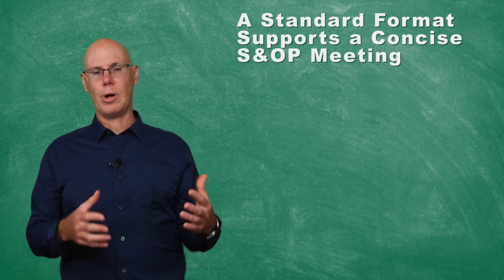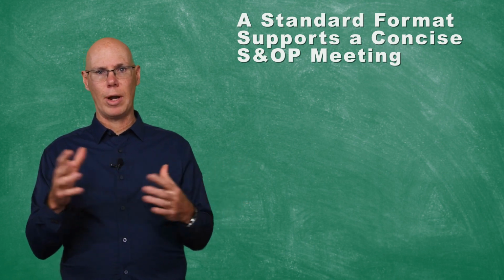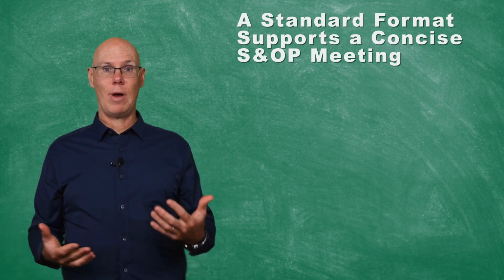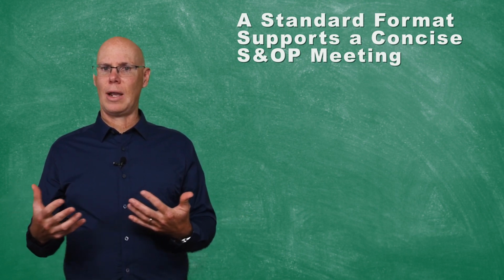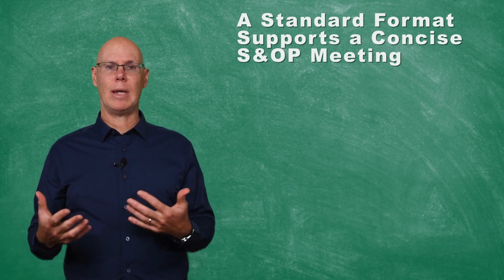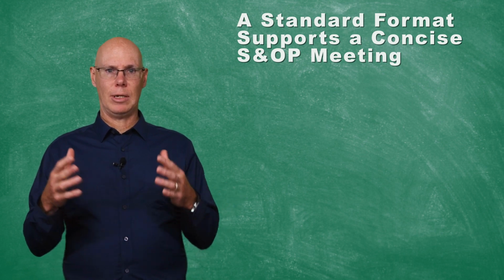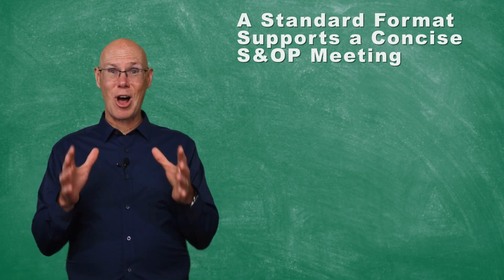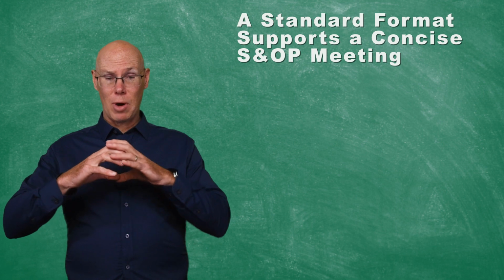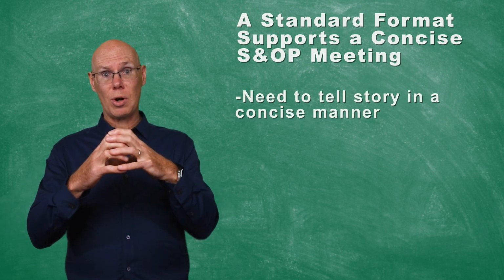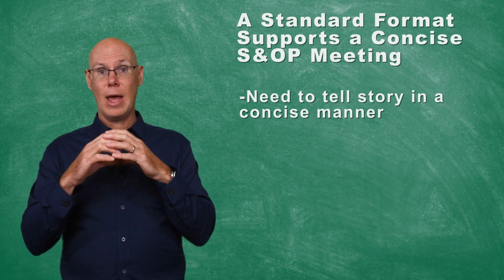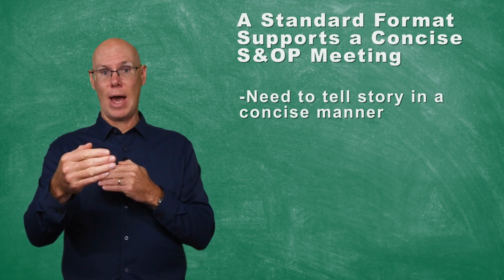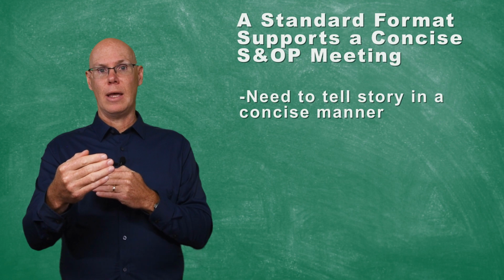You want to get through your executive S&OP meeting in 1.5 hours. Let's say that you have 15 families. If I do the math, that allows me about 6 minutes per family in my presentation. That's not a lot of time. And so I need to get that story for the family together in a really concise manner, and using a standard format really helps me do that.